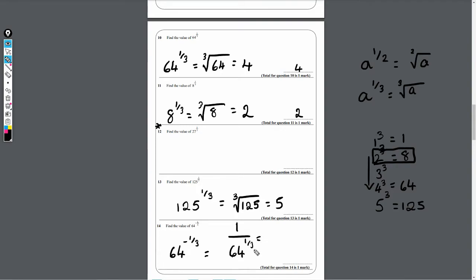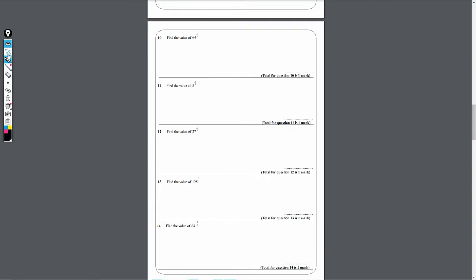64 to the 1 over 3, we did right at the beginning, that's 4, right? So all you're doing is evaluating the denominator, the bottom of the fraction. So 64 to the 1 over 3, that's 4, so my final answer is a quarter. So if you put that on your calculator, you'll get 0.25, okay? And just again, just a bit of a note, you can give your answer as 1 over 4 or 0.25. Again, both are absolutely fine. So that's that set done. Let's have a look at the next sheet.